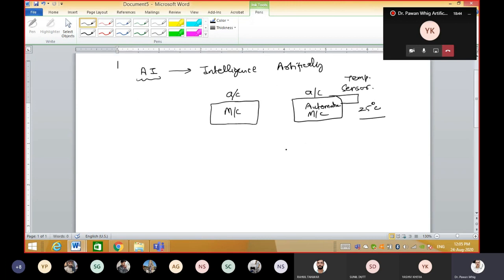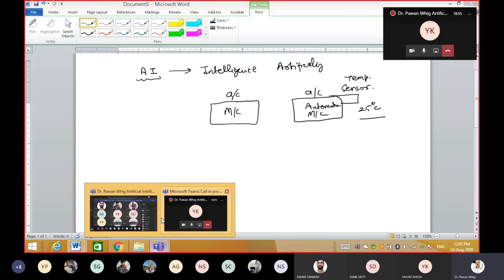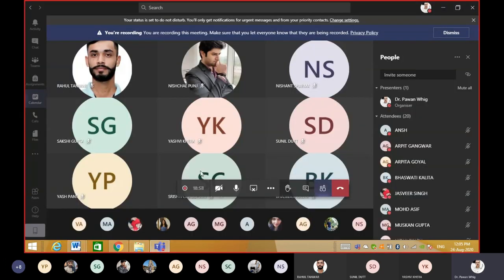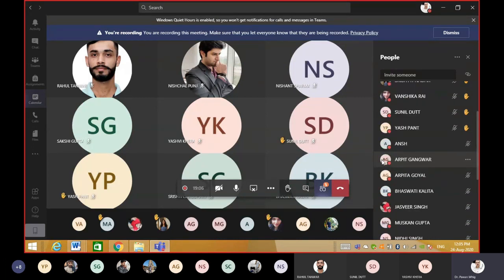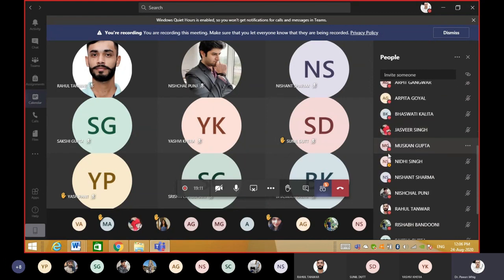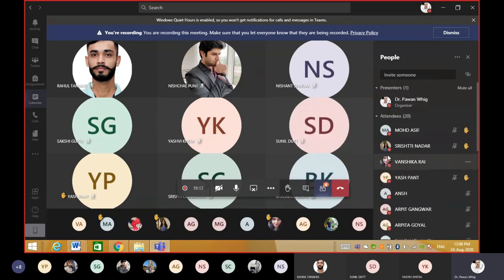Now we are all very curious to know what these sensors are and how they are made. So can you raise your hand, how many of you were science students earlier? Mohammad Asif is a science teacher. Okay. Vanchika Rai, Sunil Dutt, right? Yash Pant. So these are science students, okay. Let me tell you.